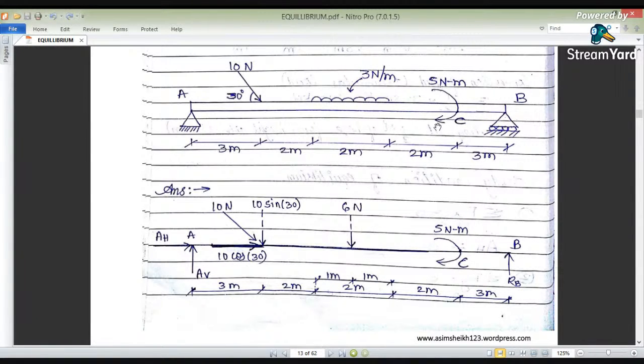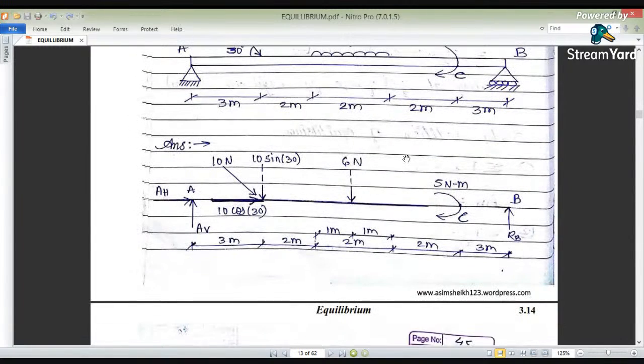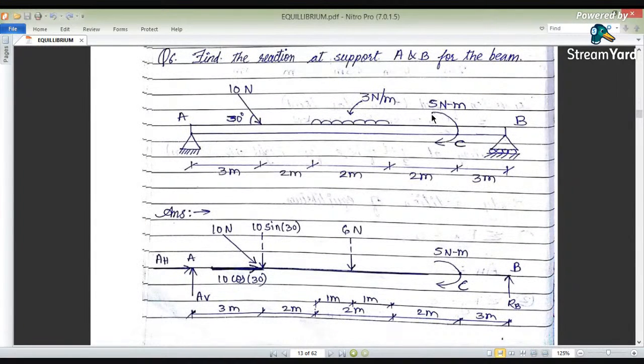Okay, the moment of a couple has been provided. While taking the moment of this couple, one thing to keep in mind is that it is 5 Newton meter. What is the unit for this couple? It is Newton meter. That means meter has already been multiplied, so this 5 already includes the meters.